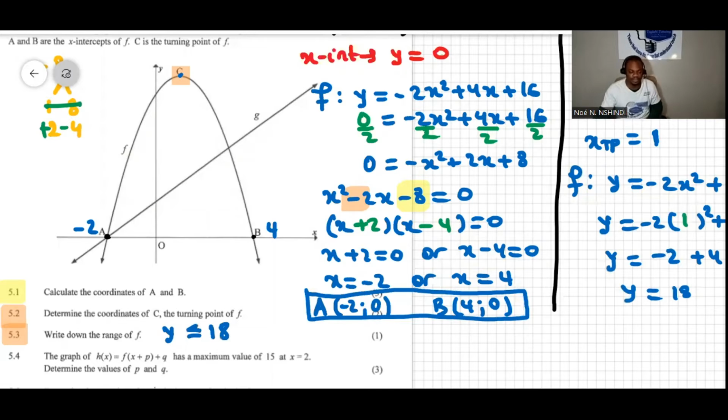Okay, and the following question is 5.4. The question says that the graph of h of x equal to f of x plus p plus q has a maximum value of 15 at x is equal to 2. Determine the values of p and q.